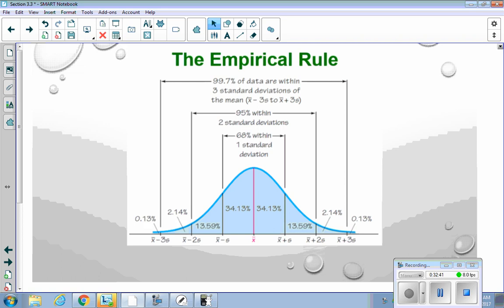IQ scores. What's an IQ? What does IQ mean? What does that stand for? Anybody? You've heard that term somewhere before, right? Intelligence quotient. Yes, intelligence quotient. Is that a measure of how much we know? Not really. It's a measure of our intelligence, of how well we can think and problem solve, all those things, make analogies, etc.